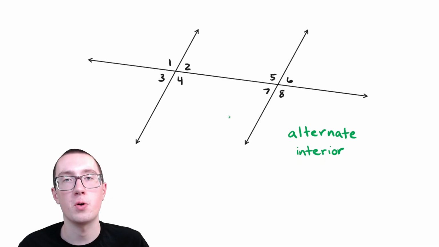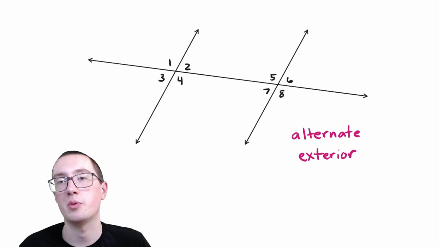Next, I want you to find alternate interior angles. Which two do you think would be alternate interior? Well, if you said angle 2 and 7, then you'd be correct because they're both interior and they're on opposite sides of the wall. Also, if you had said 4 and 5, that would have also been correct.